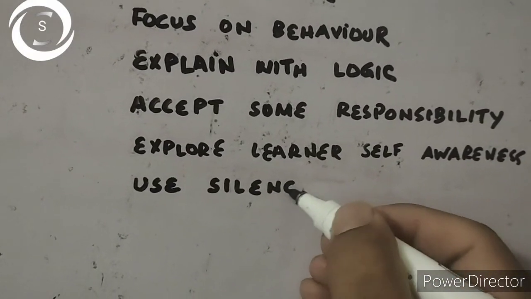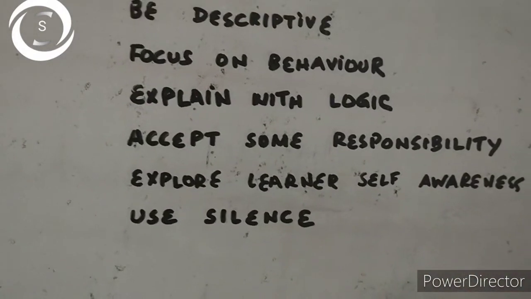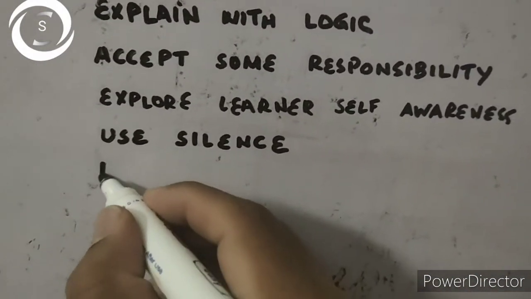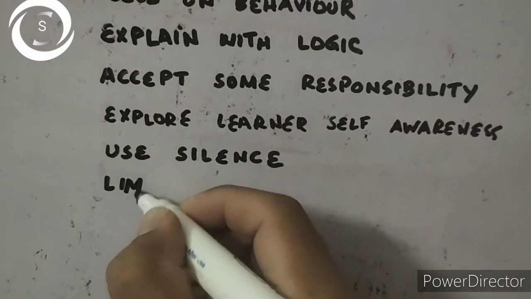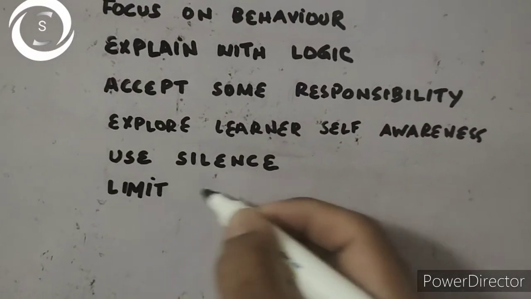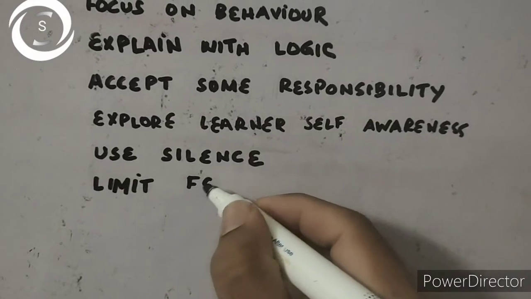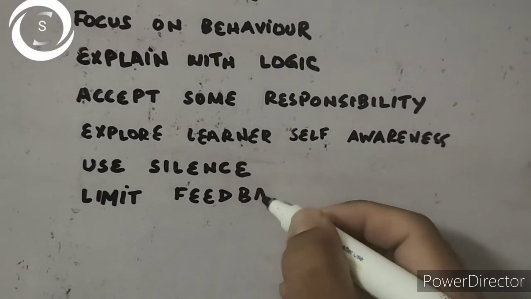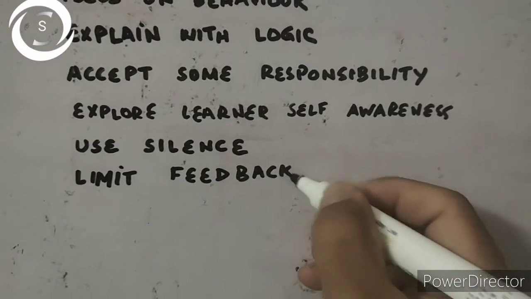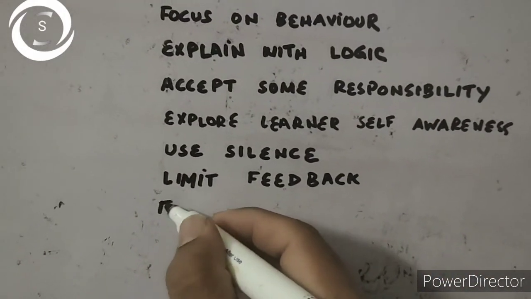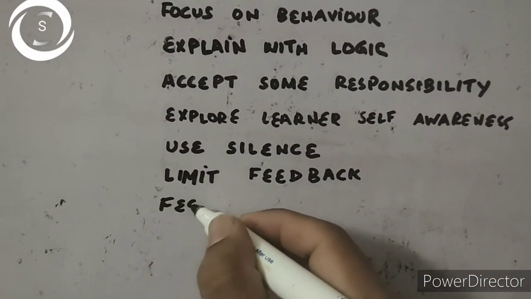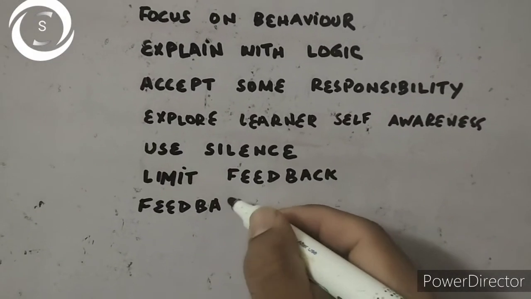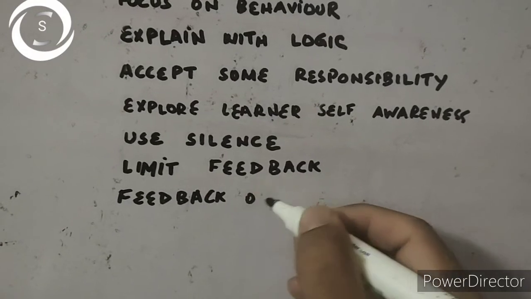Then explore the learner's self-awareness. How do you think it went? How do you think your performance was, satisfactory or not? Use silence, because too much talking can make the learner defensive. Then limit your feedback and address 1 or 2 issues at a time. If you address too many issues, the learner will forget your positive feedback.